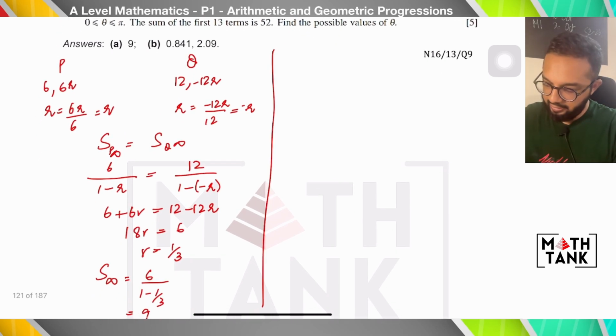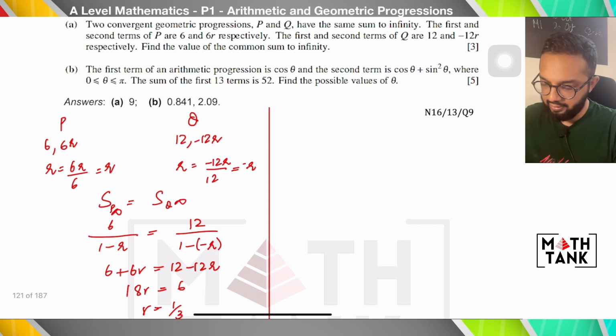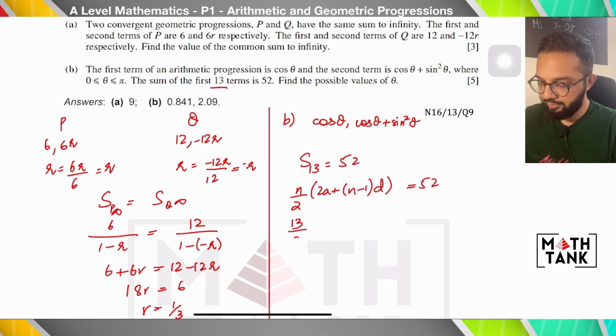Okay, then this one is a little tricky because it involves trigonometry. Look at this carefully. It says the first term of an arithmetic progression is cos theta, and the second term is cos theta plus sine square theta. It says where theta is between this, the sum of the first 13 terms is 52. I know that the formula for the sum is n over 2, 2a plus n minus 1 times d, which is 52. Now the first term is fine and there are 13 terms, so I'm going to write 13 over 2, so 2 cos theta.